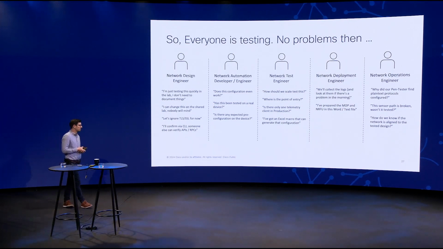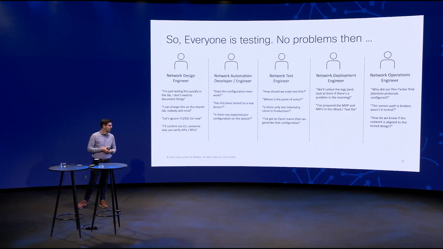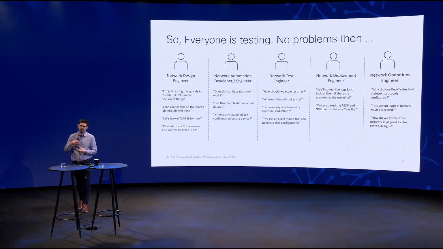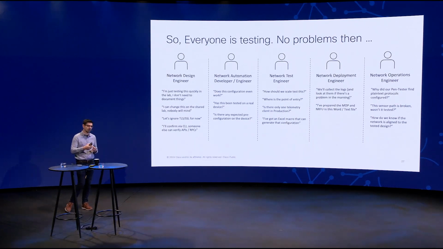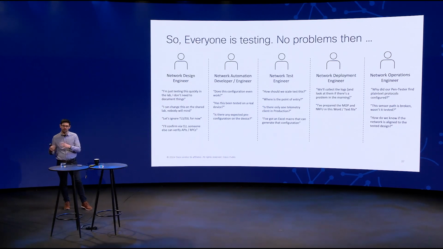We've already flamed the deployment engineer for using Word and text documents, but generally we observe that maybe deployment engineers don't look at the logs unless there's a problem. And then ops are left at the rough end of the stick. Why are we using plain text protocols? Why is this sensor path broken? How do I know if the network is even aligned to the design?